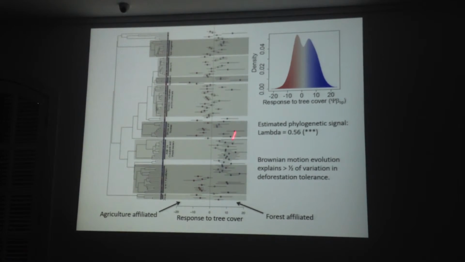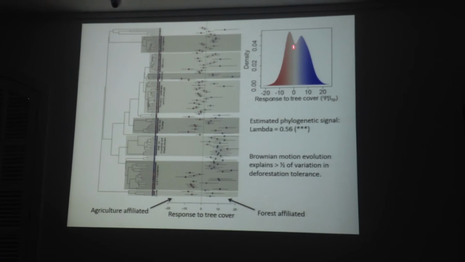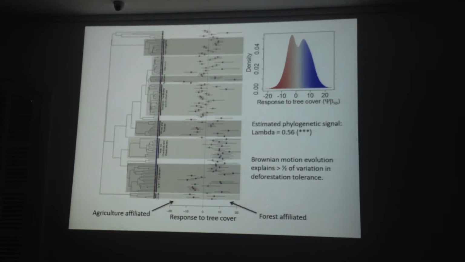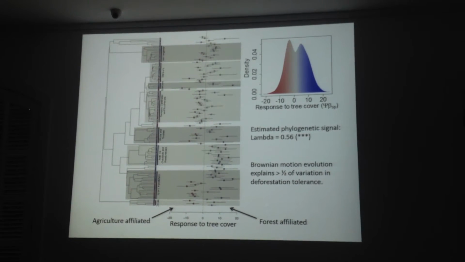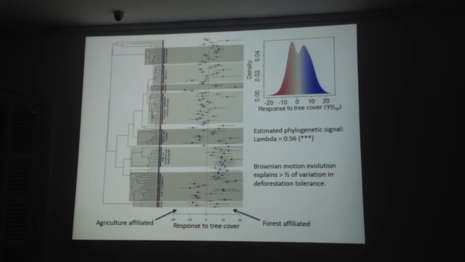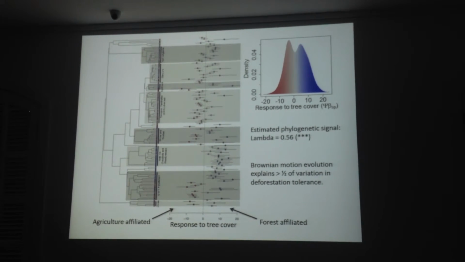So you see a large number are forest affiliated, a large number are agricultural affiliated. There don't seem to be too many generalists. But the key point here is that phylogeny does provide a fair amount of predictive power here. So Brownian motion evolution explains roughly a little bit over 1/2 of the variance in deforestation tolerance.